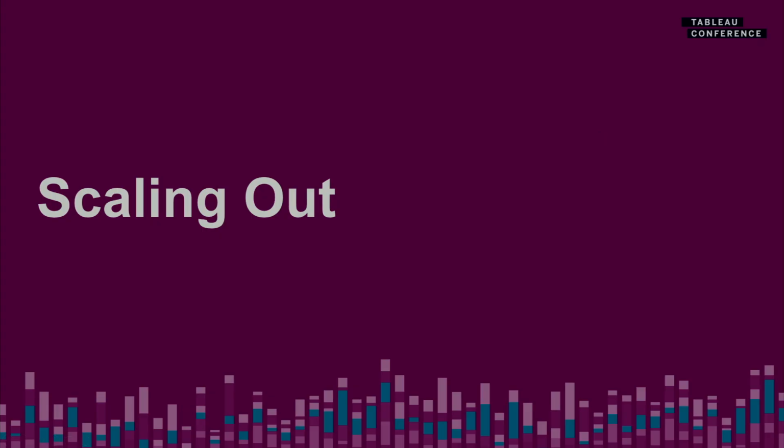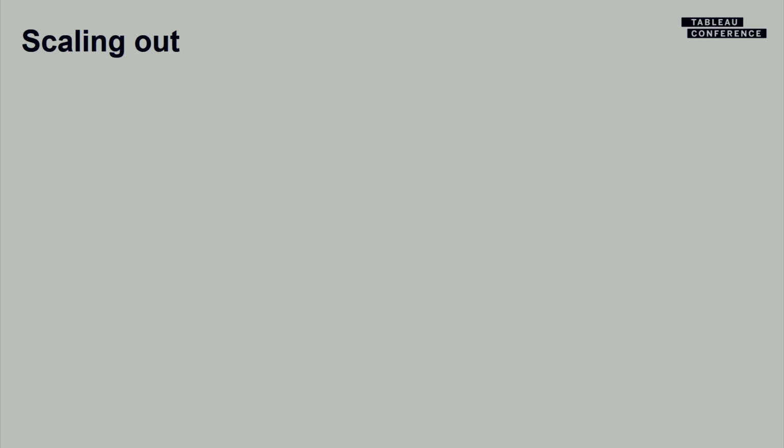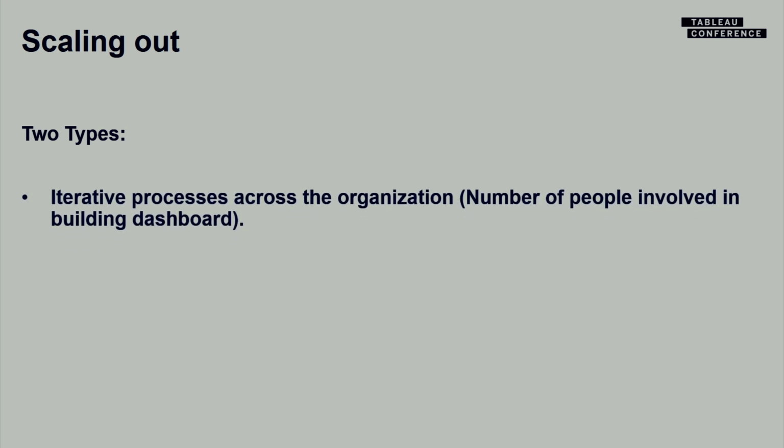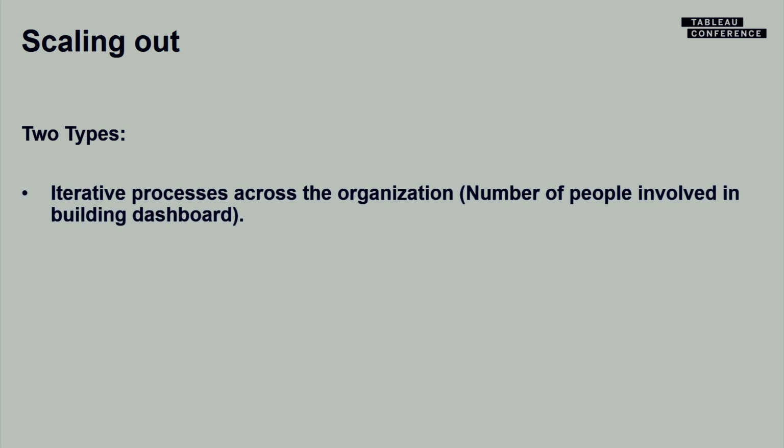So now that we have prototyped that solution, we probably want to start sharing that with other people, don't we, Irvin? That would be nice. We would argue that there's two types of scaling out across an organization, and let's touch upon both a little bit. The first one being just the iterative process across an organization, by which we mean that it's the number of people involved in creating these dashboards.